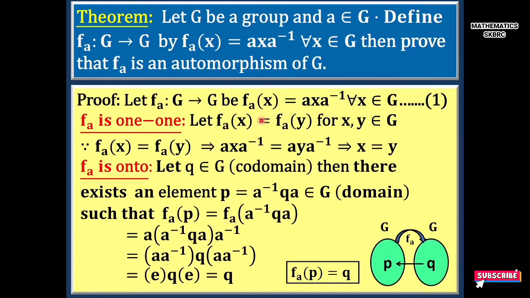By using (1), f_a(x) = a x a inverse. Here, a into a inverse q a into a inverse gives e into q into e, since a a inverse = a inverse a = e, that is equal to q. Therefore, every element in the codomain has a pre-image element p in the domain such that f_a(p) = q. Clearly, f_a is an onto mapping on G.